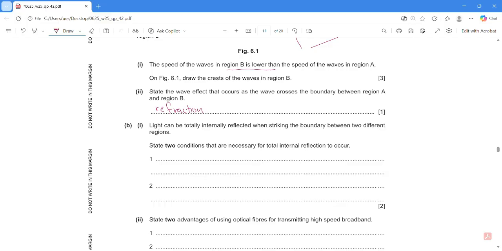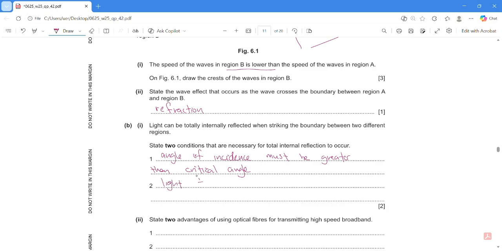Okay, question B1, light can be totally internally reflected. Two conditions needed for total internal reflection. First one, the angle of incidence must be greater than the critical angle. So easy. Number 2, the light must travel from denser to less dense medium.